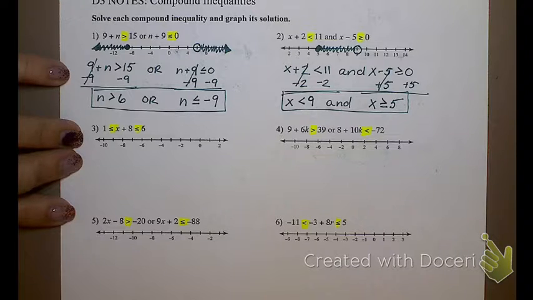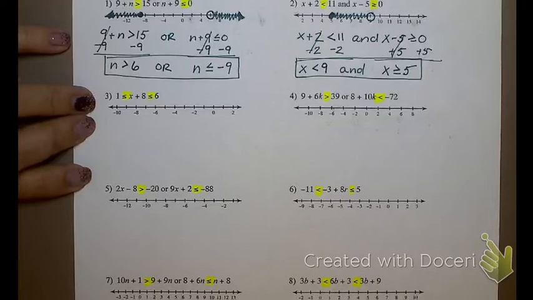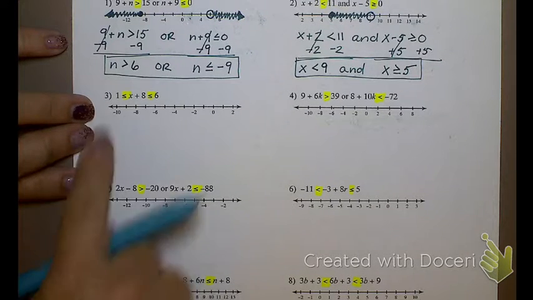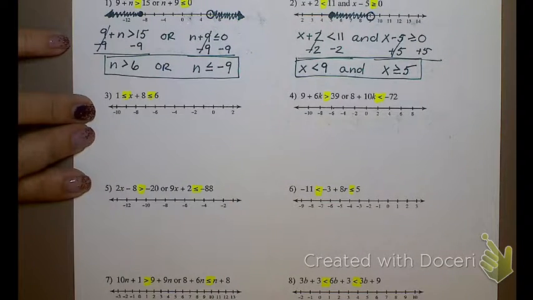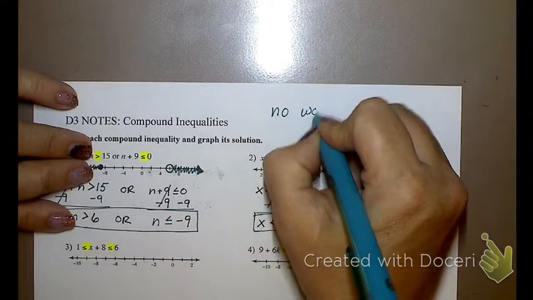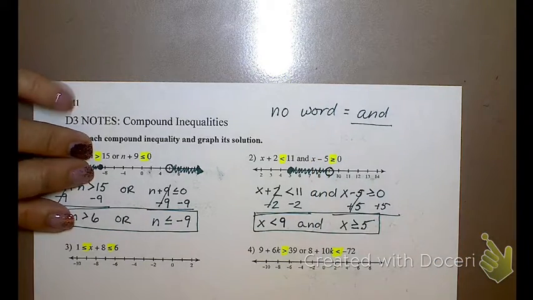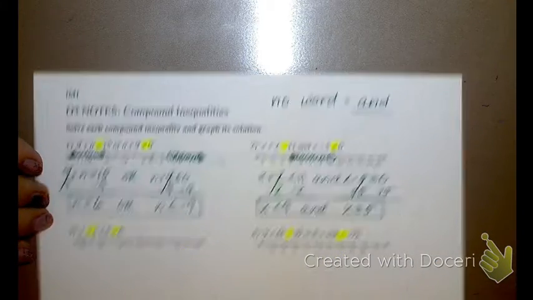Number 3, it looks like it squished everything together. There's no "and" and there's no "or". Uh-oh. Guess what? If there is no word, it can't be a regular one because there's two inequality signs. If there is no word, it is automatically "and".